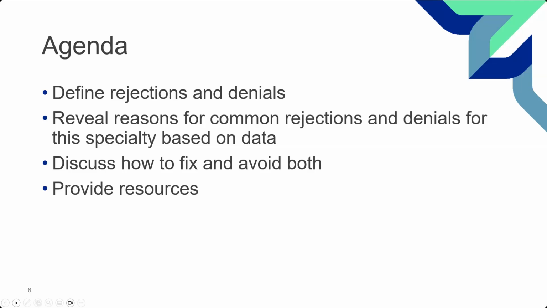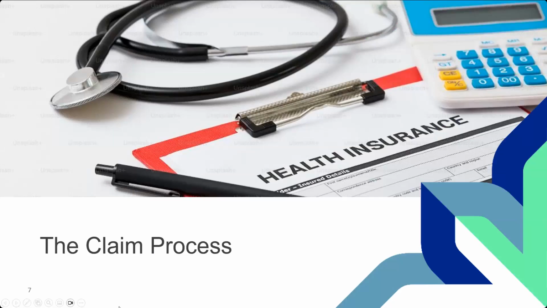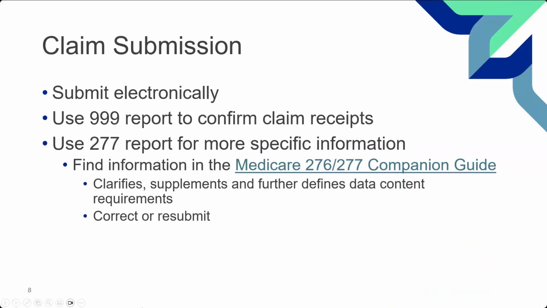Let's get started. In order for me to discuss rejections and denials, I do need to provide a bit of information about the claim process. Based on a law that requires it, most providers and suppliers submit claims electronically to Medicare. When those claims are submitted and when they come in the door, if you will, there are reports that generate that confirm claim receipt, and sometimes the reports include even more specific information about those data requirements that Medicare has. Now, one of these reports is the 276-277 report.